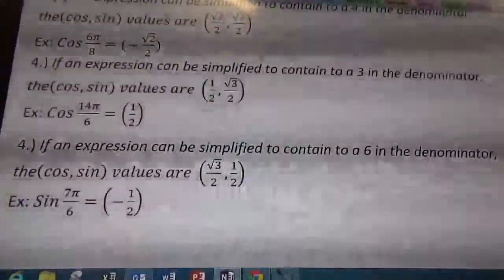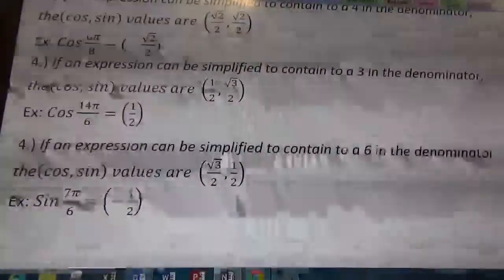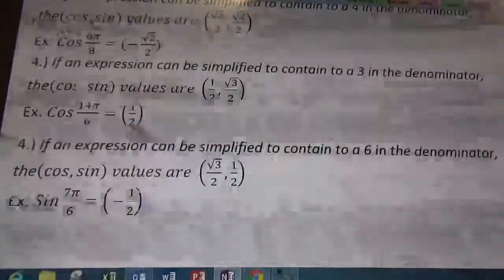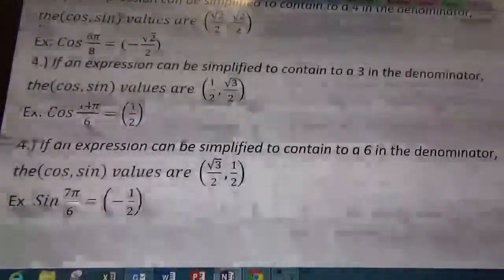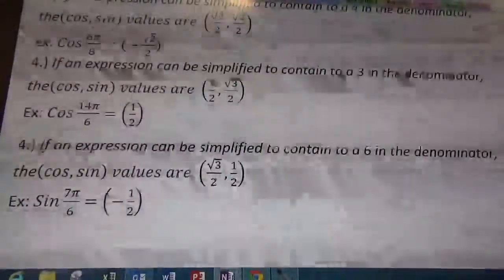Finally, if an expression can be simplified down to contain a 6 in the denominator, the cosine sine values are square root of 3 over 2 and 1/2. Example, sine 7 pi over 6 equals negative 1/2. We'll pause for about 15 seconds so you can finish looking over these rules.